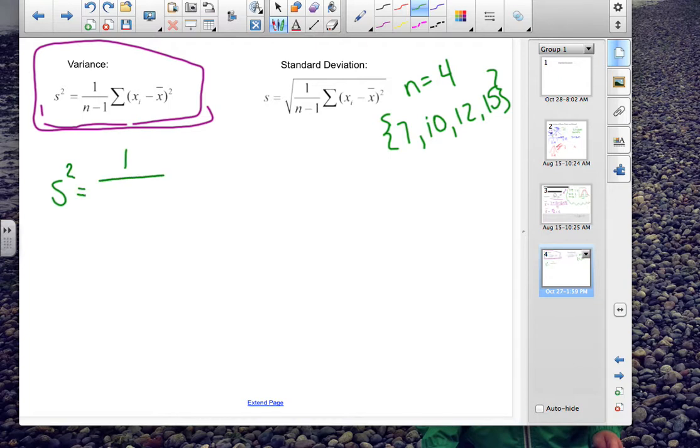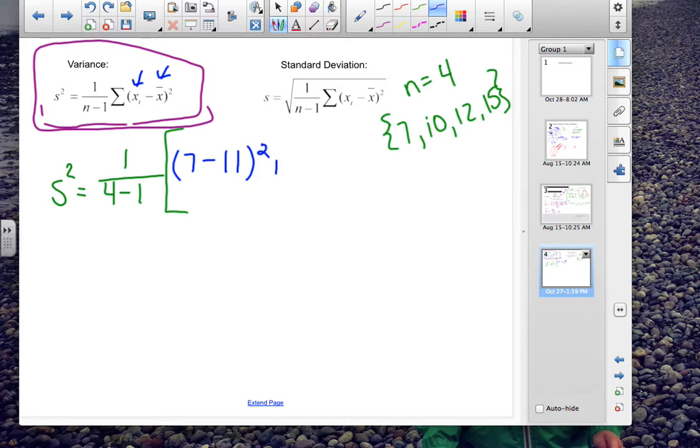1 over, and the first thing I run into is an n, which is my size, and that's 4 minus 1, which is 3. I'm about to do a summation, so I'm going to do some big brackets here. Okay, so I'm going to take my first x value, which is 7, minus the mean. I'm just following this formula, which was 11, I think, squared. So just following the formula.